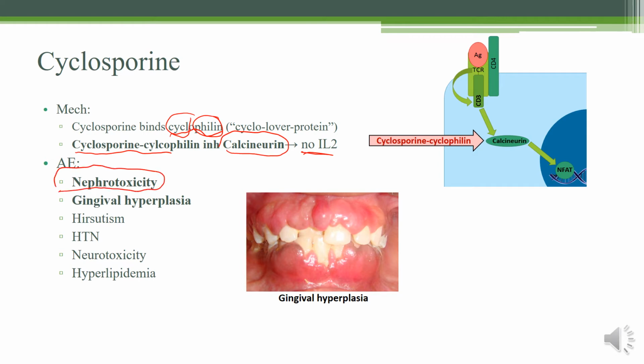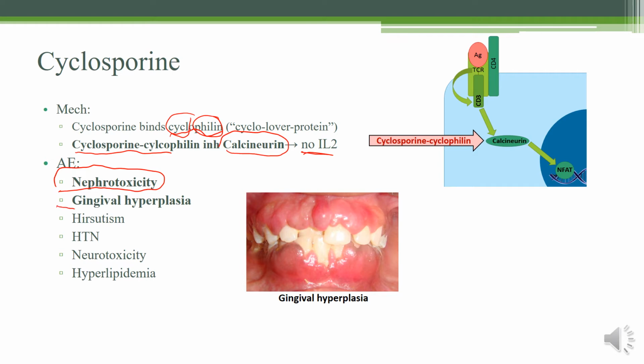Some important adverse effects, probably the most important one, is nephrotoxicity. That doesn't mean we won't use cyclosporine for kidney failure patients that received a transplant. We still often do, but we just have to use it in smaller doses, and we also have to watch out for that. Cyclosporine is very, very dangerous for the kidneys. It's the number one side effect.